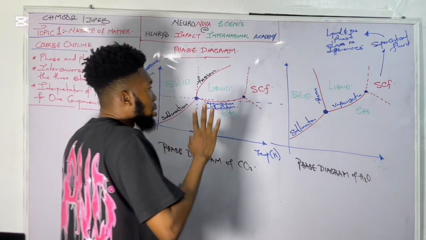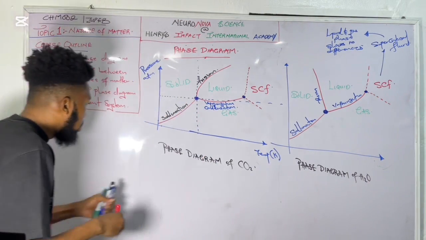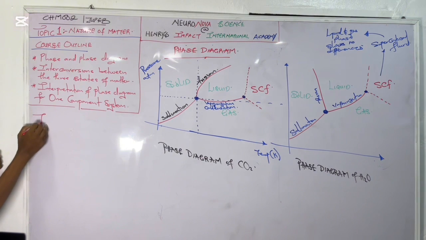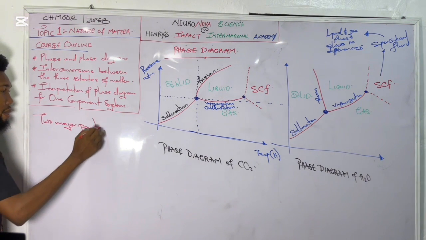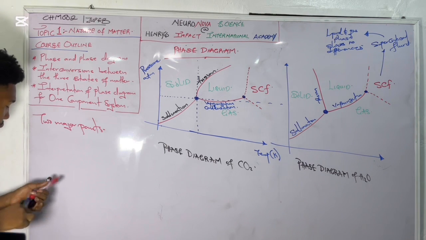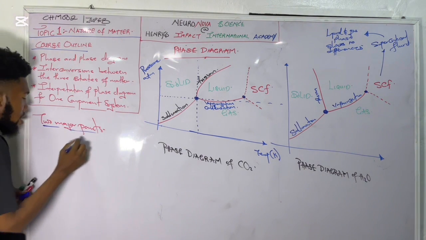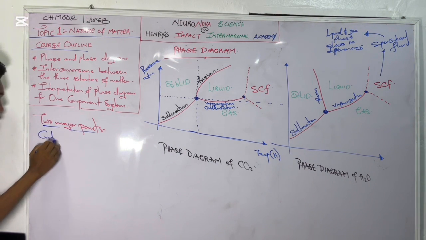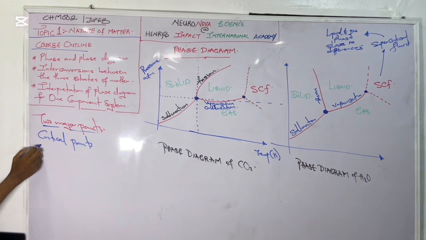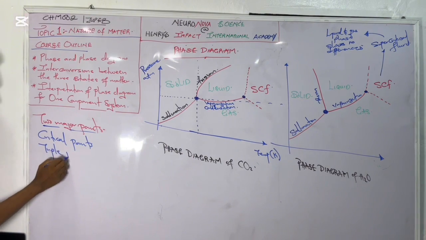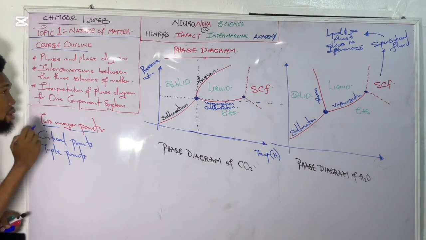There are two major points in your phase diagram. Two major points exist in your phase diagram. And what are the two major points? You have your critical points, and you have your triple points.